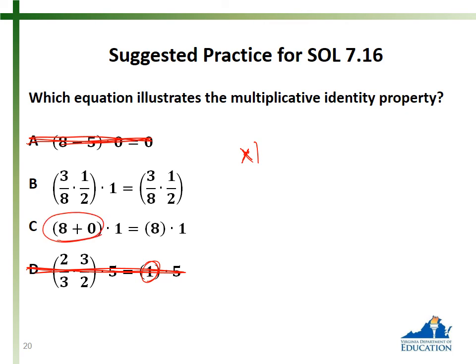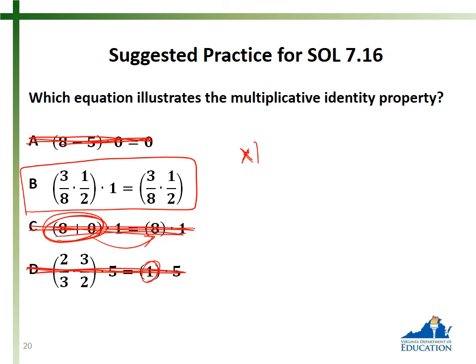C, it looks like that they simplified 8 plus 0, giving you 8. So that's identity property of addition. So I'm left with just answer B. So you can see here I have two fractions, 3/8 times 1/2 times 1. So there's the times 1 giving me the result of what I already had, 3/8 times 1/2.